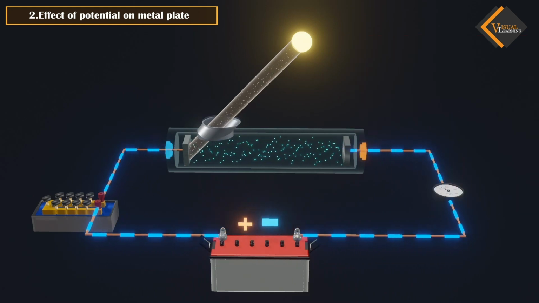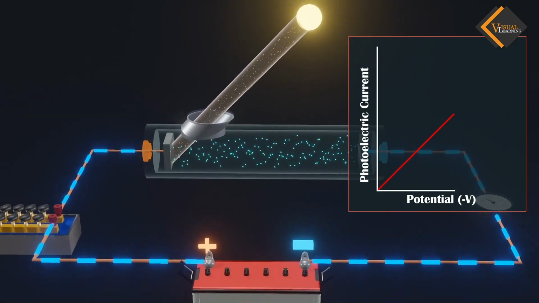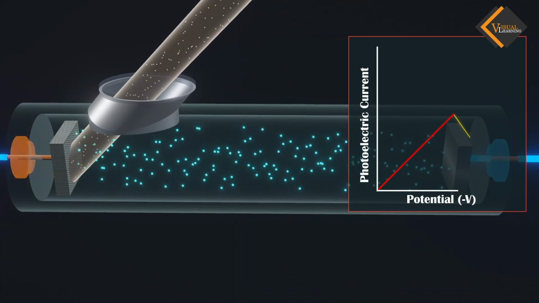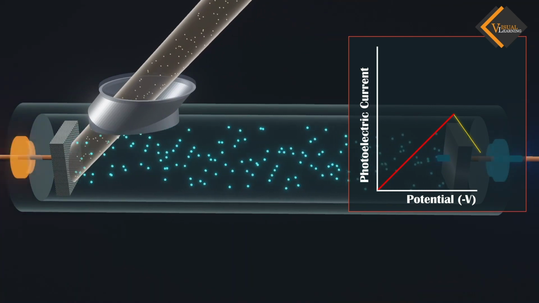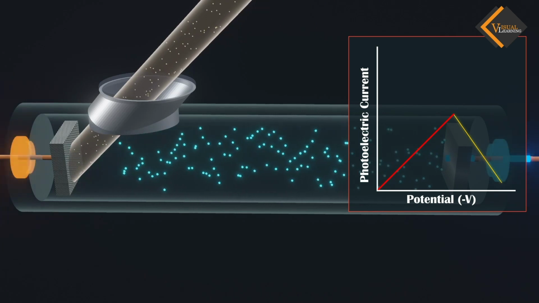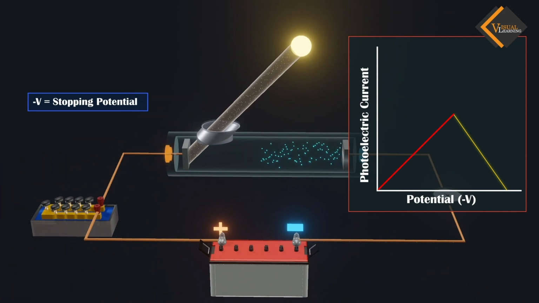If we reverse the direction of the voltage, we observe that the photoelectric current starts to decrease. And if the reverse voltage keeps increasing continuously, then at a particular value, the photoelectric current becomes zero. The value of this negative voltage is called stopping potential.